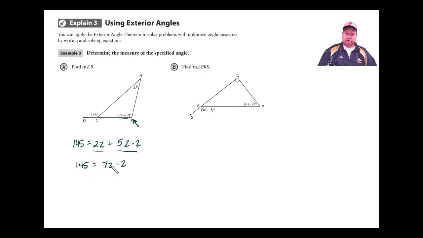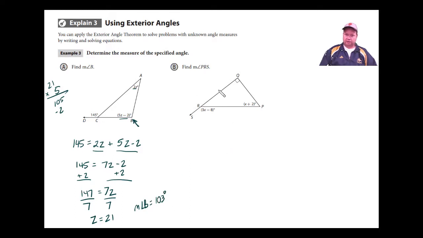We got 7z minus 2 equals 145. Let's add 2 to both sides, and let's get out of the z's. 7z equals 147. And if I divide that by 7, I'm going to get z equals 21. Now if z equals 21, that wasn't all the problem. I didn't have an answer to this question. The measure of angle B is 5z minus 2. That's 5 times 21, which is 105. But then take away 2, so that's 103. So the measure of angle B is 103 degrees.